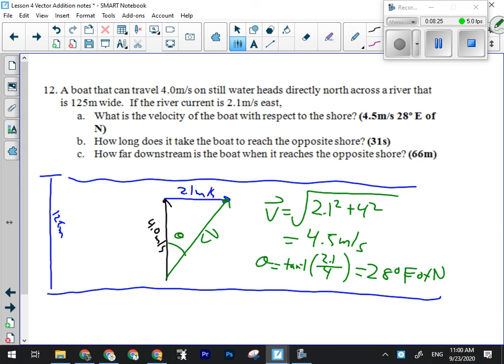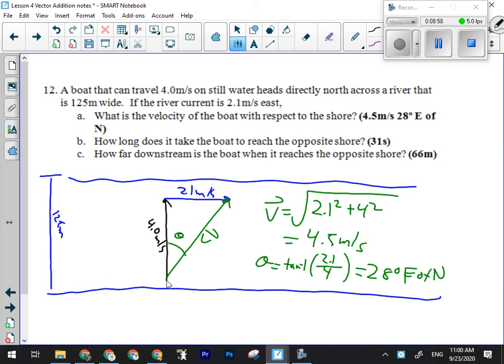So I'm going to go back to the numbers I have. I have a velocity that's pointing straight across and a distance that is straight across. Can I use them together? I sure can. I can't use this number, the 4.5, with this number because they don't point in the same direction. They're not speaking the same language. So I have to use numbers that go together. The first thing they asked me to find is how long does it take to reach the opposite shore? Well, I'm going across at 4 meters per second and it's 125 meters across.